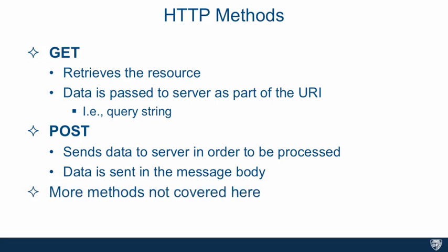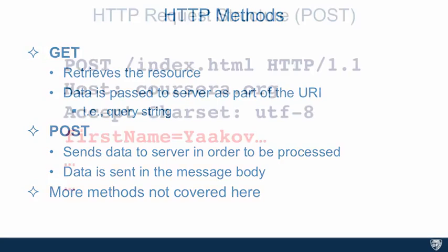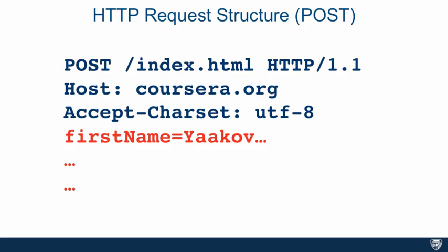Now, there are many more methods that we're not covering here, but these are good enough just to get an idea of the actual protocol. So when we talk about a POST request and the data being sent as part of the message, let's quickly visualize what that looks like. This is a typical POST request. You can see there's a POST /index.html, but there's no query string. The query string and the data that we're passing comes as part of the body of the message.